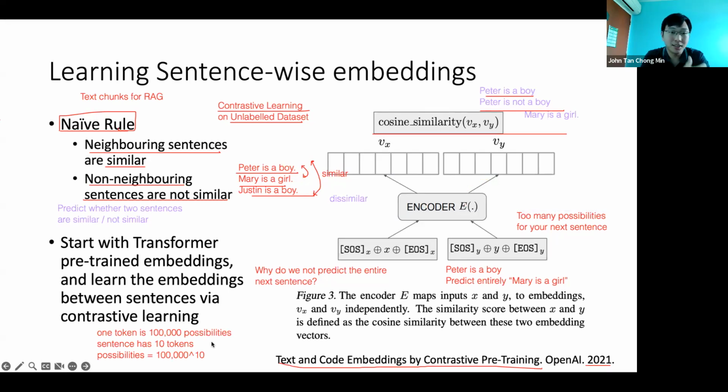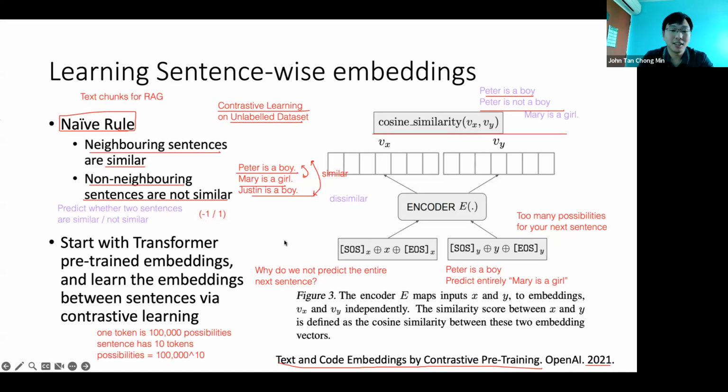This is actually the same problem with images. There are just too many pixels to predict, too many objects, too many positions. But what we can do is apply a naive rule that says next-door sentences are similar and not next-door sentences are not similar, and then you try to predict only similar or not similar. So it's either a 0 or 1. In this case, cosine similarity is actually -1 or 1.